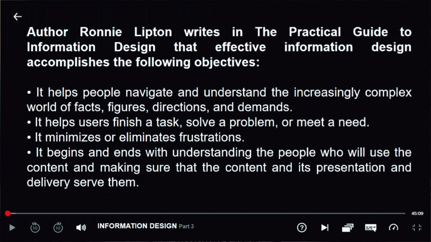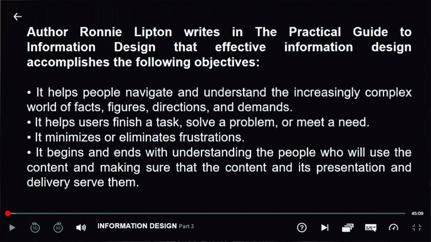Then, next, it helps users finish a task, solve a problem, or meet a need. For example, on a road again, an enforcer asks you to stop because you're speeding. The school zone is 30 kilometers per hour, and you can see that on some pedestrian lanes in school zones there is road signage that 20 kilometers per hour is required in that area for the safety of the students who cross the lanes. Then, the third one is it minimizes or eliminates frustrations.